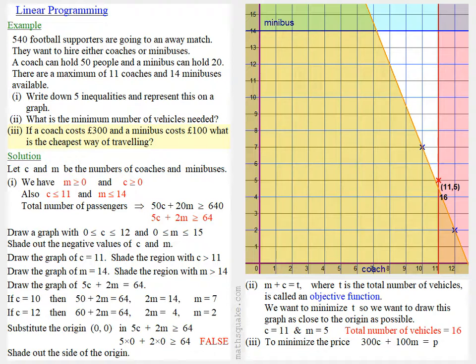Now to find the minimum value of P, we draw the graph of 300C + 100M = 0, and we slide the graph away from the origin until we get the first point inside the unshaded region. Now that occurs when C is equal to 8 and M is equal to 12. So the cost is 8 times 300, which is 2,400, plus 12 times 100, which is 1,200. So the total price is £3,600.